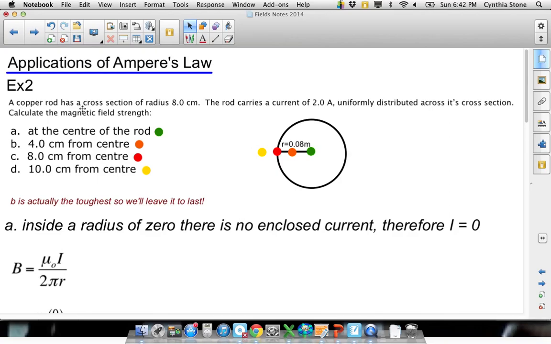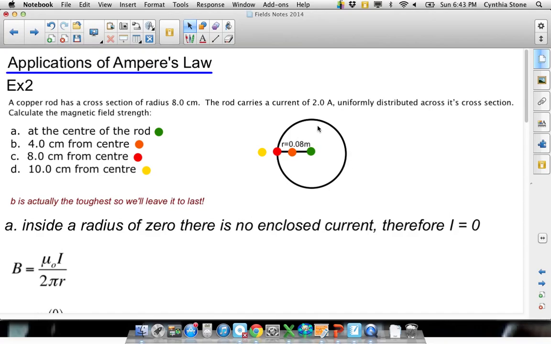So we have a copper rod, and its radius is 8 centimeters. So what I drew here, by the way, is the center and then 8 centimeters away, of course in meters. The rod carries 2 amps, uniformly distributed across this cross-section. Because, of course, we're assuming that, and that you'll always assume this in grade 12 physics anyway. It's not like it's concentrated in the center or whatever, it's just throughout the rod.